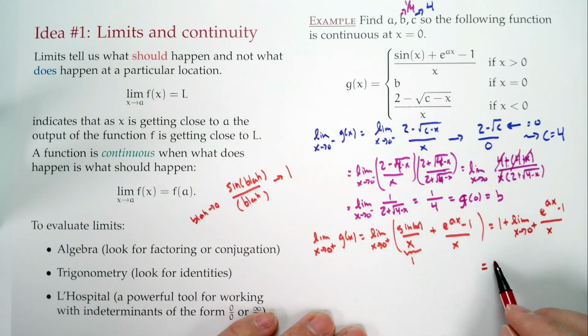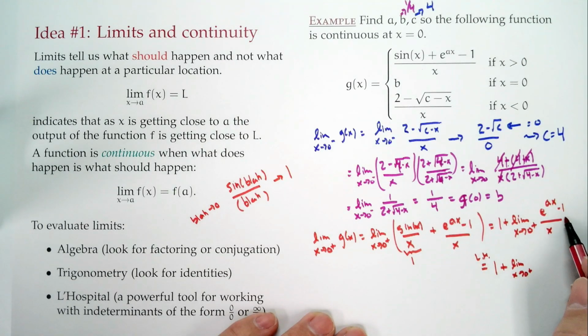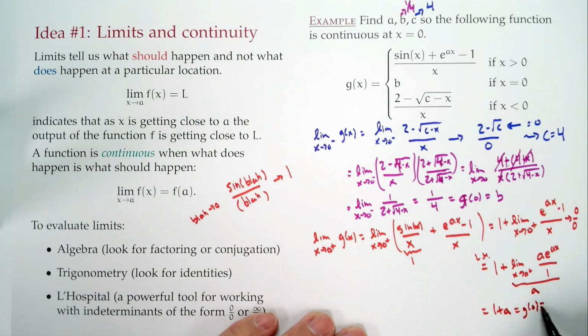So we get 1 plus the limit as x goes to 0 from above. And I should say, if we're going to do l'Hopital, let's actually do it properly. We say, got to check that it goes to 0 over 0, and got to mark that you're doing l'Hopital. Then take the derivative of the top, a e to the ax, derivative of the bottom, 1. Not a quotient rule. You take the derivative of the top, derivative of the bottom, and that's an easy limit. That's going to get to a. So 1 plus a. But remember, that has to match with g of 0, which is b, which is 1/4.